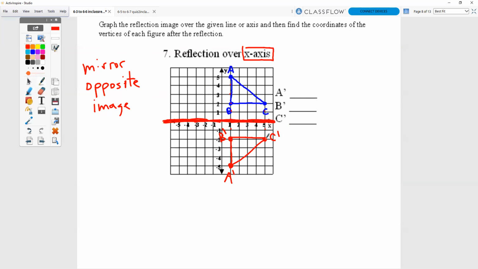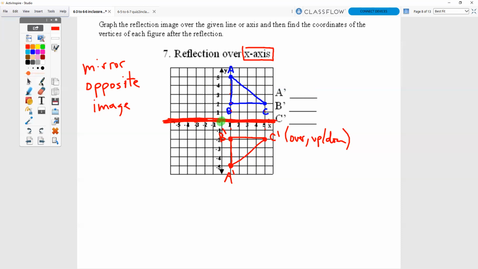We could fold our paper right along this line, and those two shapes would match up perfectly. You do have to write down the coordinates. Remember, with your coordinates, your first number is how many we go over. Second number is how many we go up or down. And remember that we always start counting from right where the two axes cross.